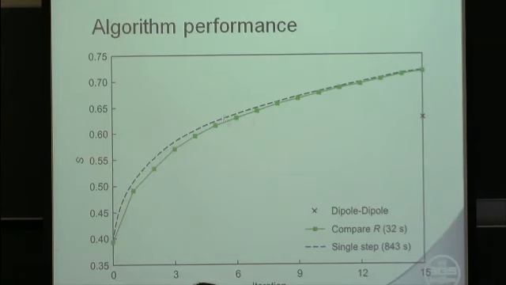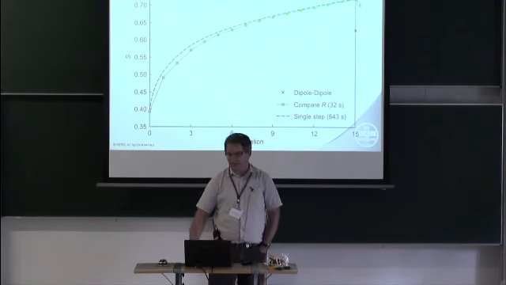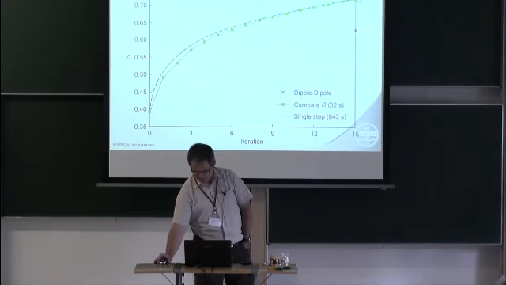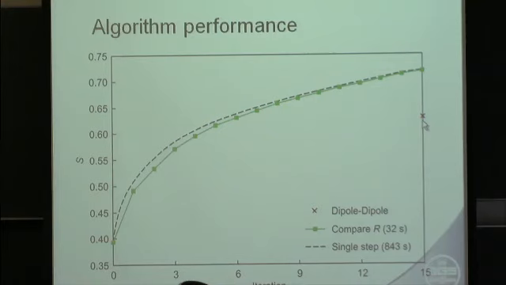The algorithm that adds in the configurations by groups, which we call the compare R algorithm, is approaching this fairly well. But the important point that I'd like to point out is that the optimized survey, given by this green point here, is doing a fair bit better than the standard dipole-dipole survey, which has the same number of measurements.